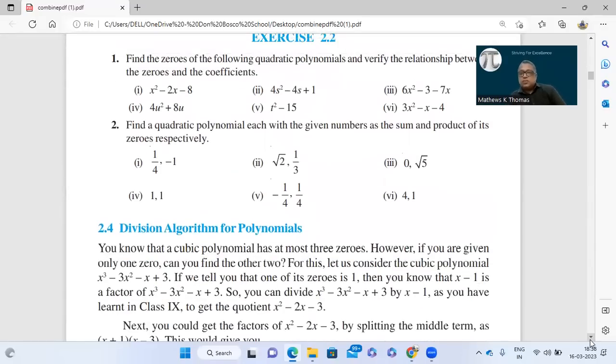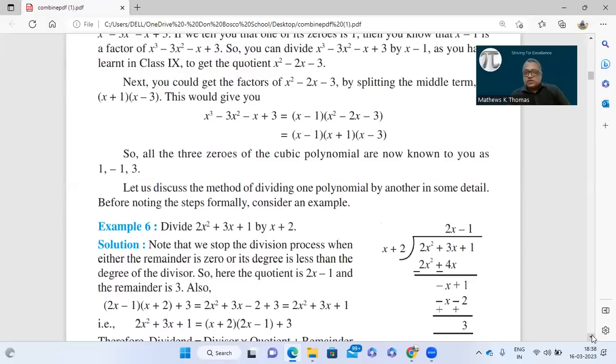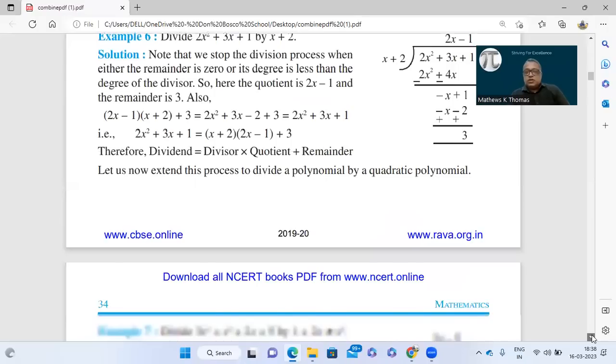In question number 2, the sum and product are given. So you will use the formula x square minus sum x plus product and find out the quadratic polynomial. Please remember, if you are having a denominator, then multiply each term with the denominator. So it's a very simple chapter again. Only these things have to be done.